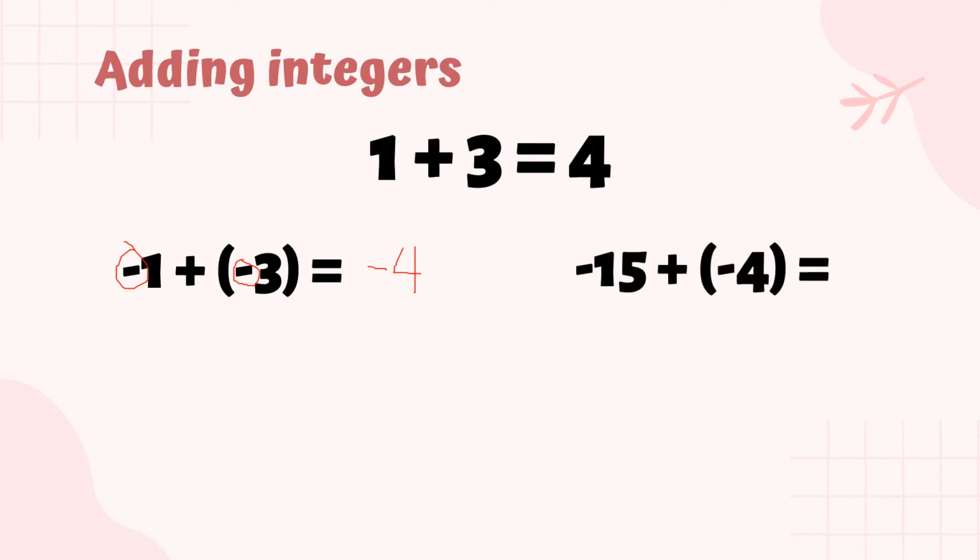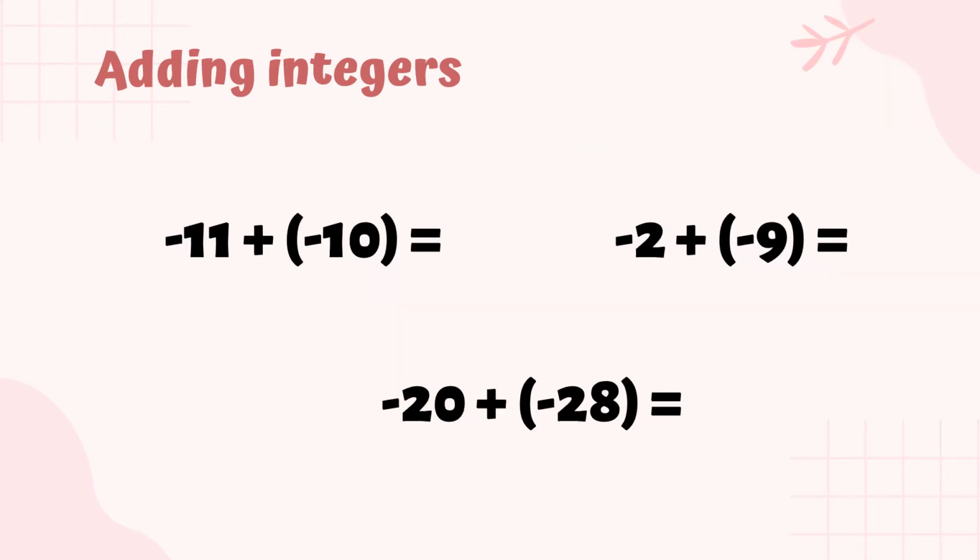Another example, negative 15 plus negative 4. Notice that they are both negative, so the common sign there is negative. If they have the same sign, simply add the two numbers. 15 plus 4 is 19, and copy the common sign which is negative. Another one, negative 8 plus negative 8. Still, they are both negative, so simply add the two numbers. 8 plus 8 is 16, and the common sign is negative.